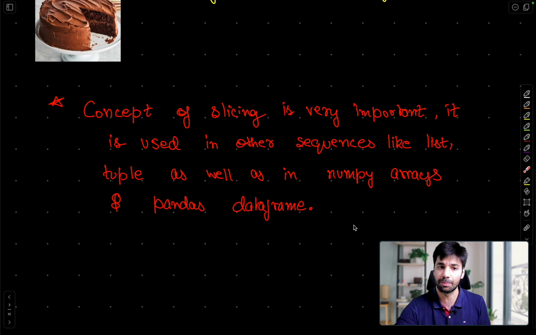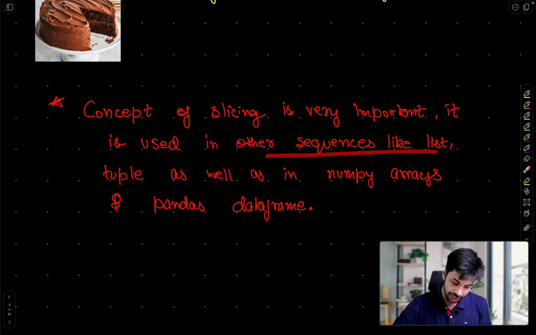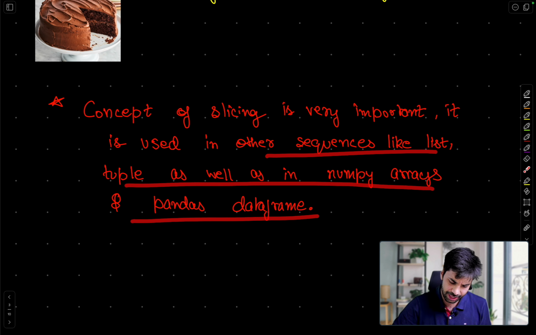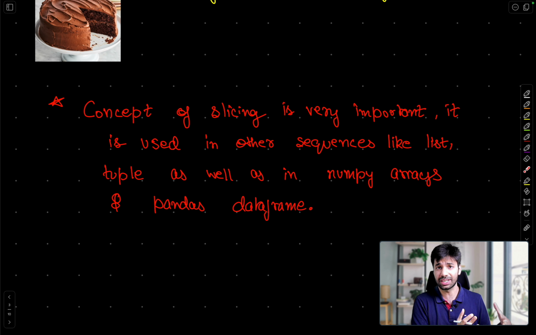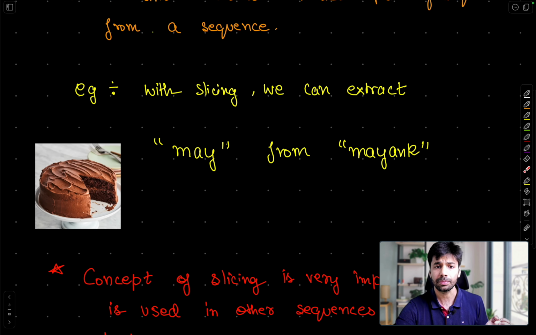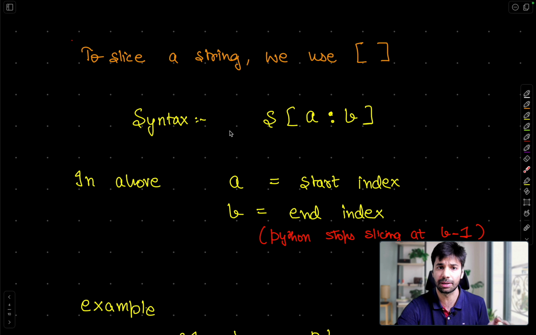Now, the concept of slicing is very important, as it is used in other sequences like list, tuple, as well as in NumPy arrays and pandas data frames. Once you understand slicing properly, and that is what I'm going to make sure you do from this video, I'm going to explain slicing in depth. When you study list, tuple, pandas data frame or NumPy arrays, the concept is going to remain the same: we can access some part of the data. You're going to be very clear on how to use slicing. So let us move to the next part and understand a little bit more about that.